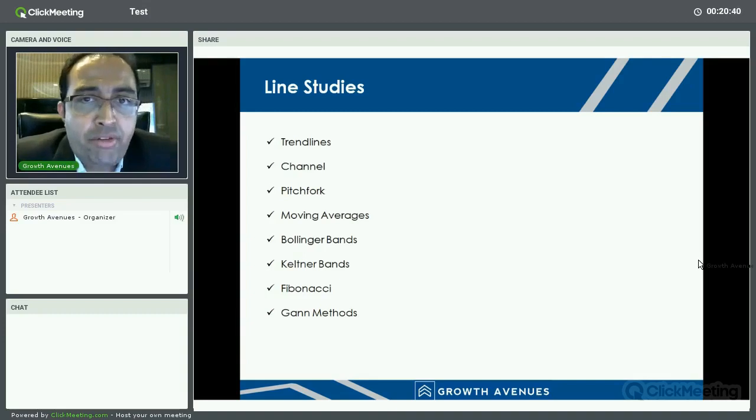So we have multiple kinds of line study tools. We have the trend lines, we have the channels, we have the pitchfork, we have the moving averages, we have the Bollinger Bands, we have the Keltner Bands, we have the Fibonacci, we have the Gann methods. So there are various kinds of line studies, ranging from the basic to the advanced, to the more esoteric ones, and all of these are equally powerful in helping you get a measure of the market sentiment, helping you get an understanding of when the prices are about to shift bias, and that's how you can take the action which is required.